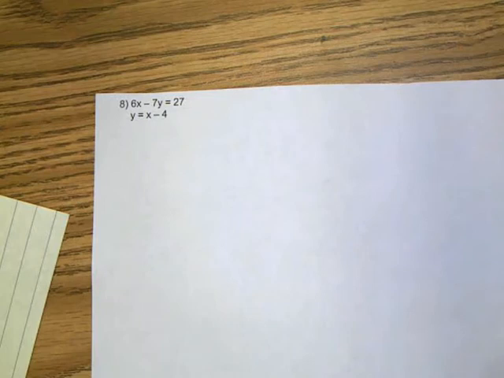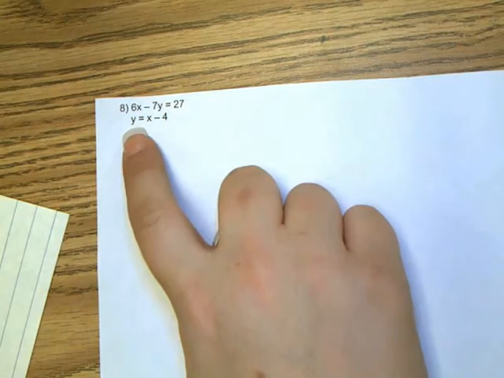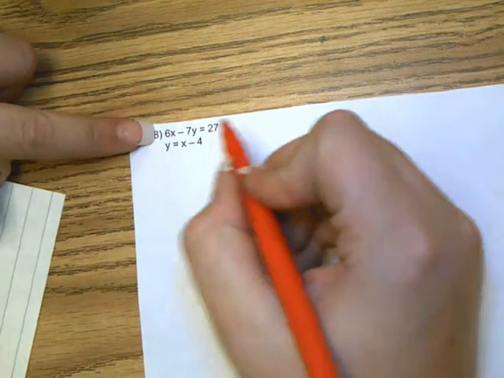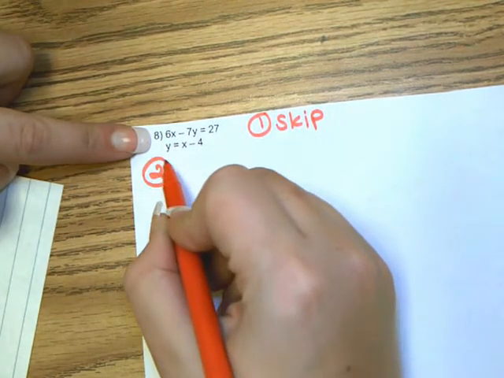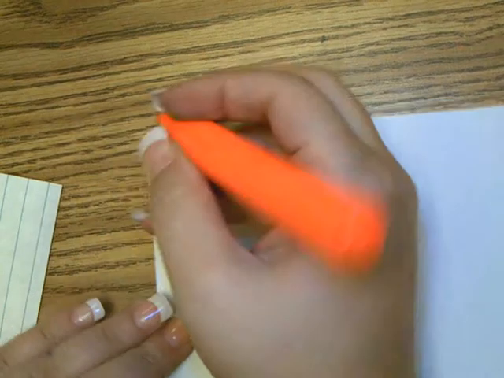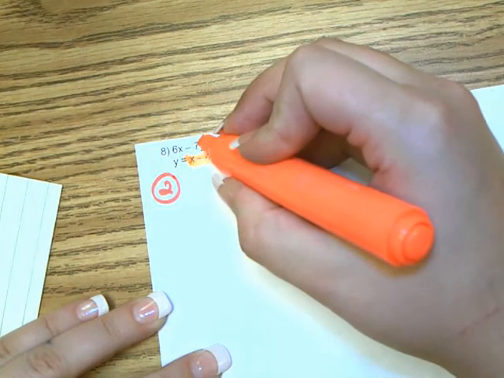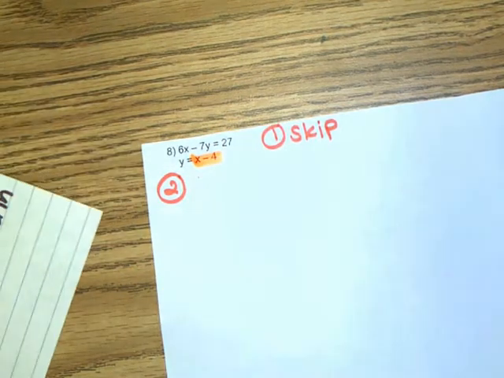Okay, so let's take a look at another example here. Okay, so for this example here, y is already by itself. So for this problem here, we're going to skip step 1. Step 1, we skip. Step 2, we're going to take this and put it in for y right here.